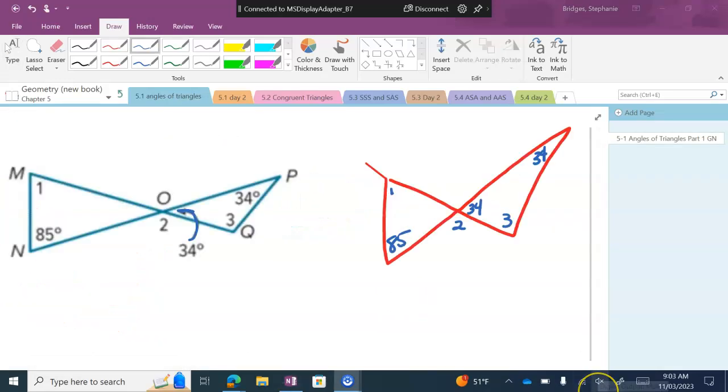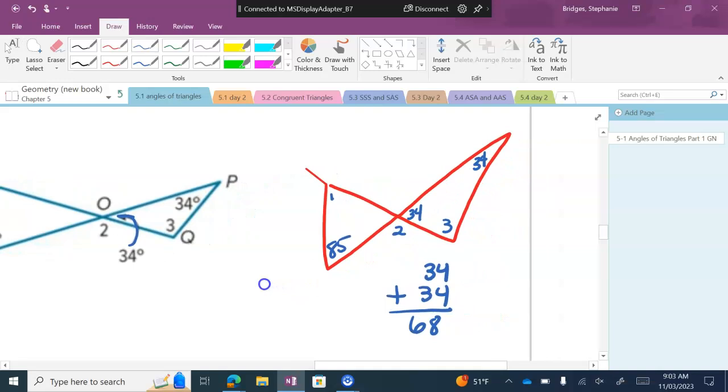Try 2. We're taking the 2 angles on the right triangle, the 34 and the 34, on the right side, and we're adding those together. And then we are going to subtract that from 180.